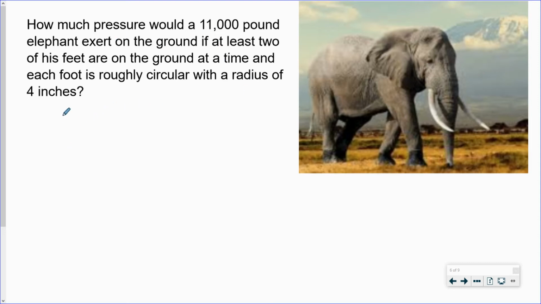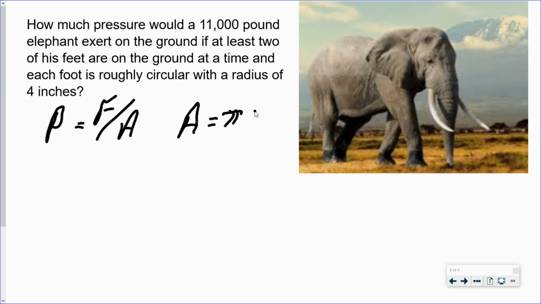So I'm going to start there, since we know that pressure is equal to force divided by area. I'm interested in the area of those feet. So area is going to be equal to pi times r squared. So the area of each foot, trying to get used to using this stylus, is pi times 4 inches squared. So that works out to 50.3 square inches.